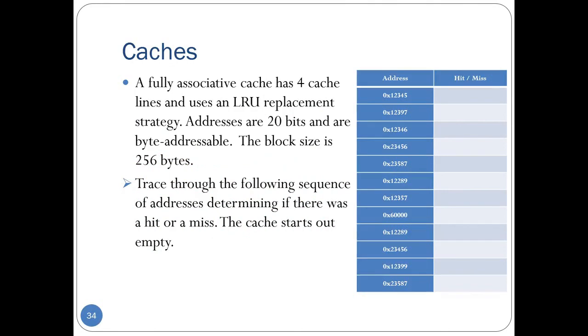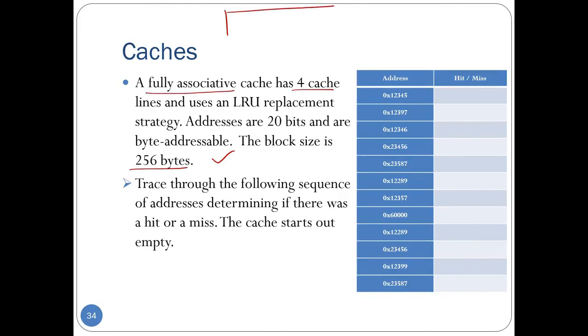In the follow-up question over here, we are still given the same cache as on the previous slide. What we have to do is, for this sequence of address accesses shown in the table over here, figure out whether each results in a hit or a miss using the cache described here. So this cache has 4 lines, each line is 256 bytes, and it is a fully associative cache.